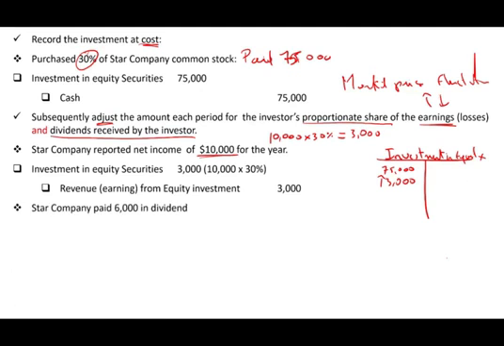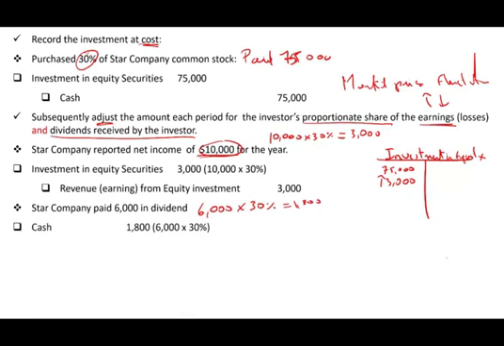Now, what else could happen? Star Company paid $6,000 in dividends. Remember, the company made $10,000? They decided to pay $6,000. Well, if they paid $6,000, how much do we get as the parent company? 6,000 times 30%, and that should be 1,800. So we're going to debit cash 1,800.